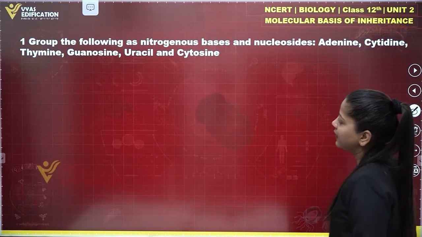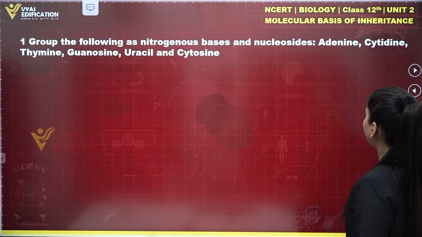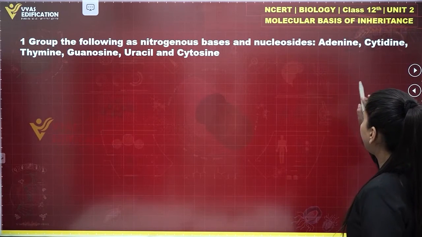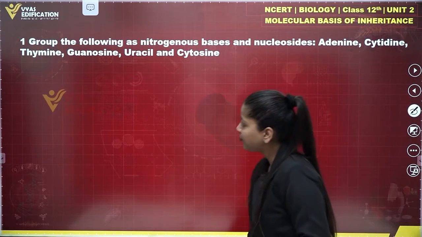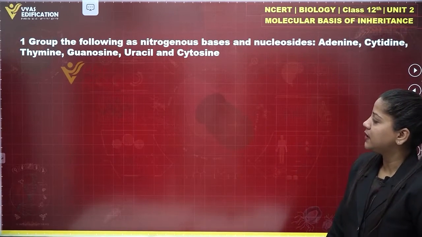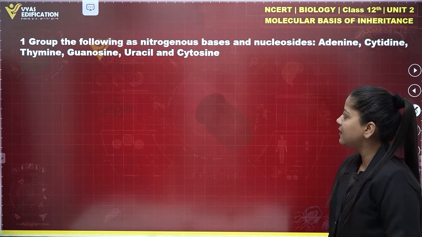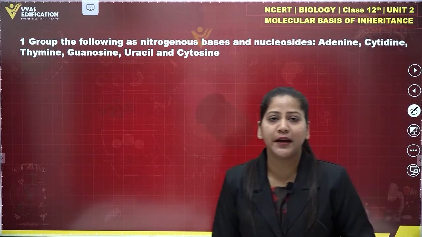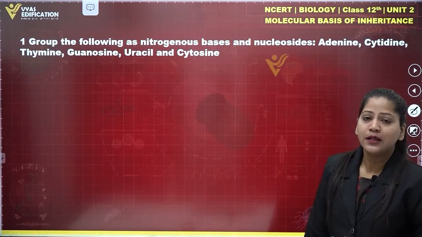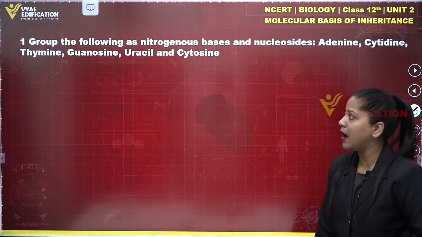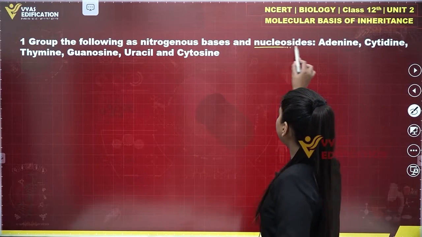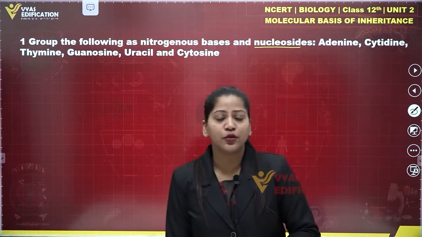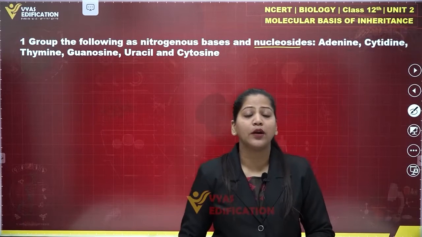Group the following as nitrogenous bases and nucleosides. We have been given adenine, cytidine, thymine, guanosine, uracil and cytosine. Among these, we have to identify which are nitrogenous bases and which are nucleosides. So, before going on to this, we have to know what DNA is.